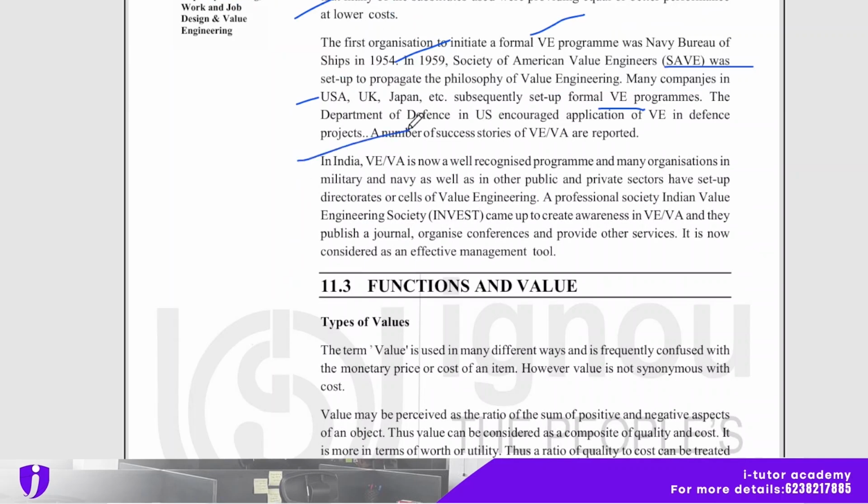In India, VE or VA is now a well recognized program, and many organizations in military and navy as well as other public and private sector have set up directorate or cell of value engineering. And the professional society, Indian Value Engineering Society, came up to create awareness, and they publish a journal, organize the conference, and provide other services. It is now considered as an effective management tool.